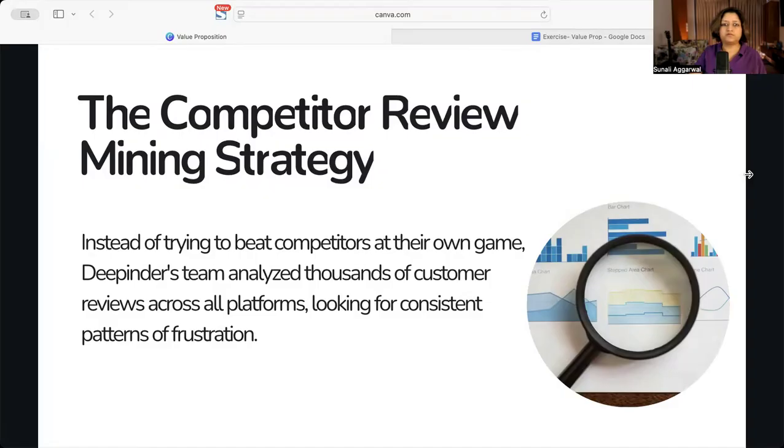So, the competitor review mining strategy. Instead of trying to beat the competitor at their own game, Deepinder's team analyzed thousands of customer reviews across all platforms, looking for consistent patterns of frustration. This is one pointer I'd given you in the last few modules also: if you want to understand customer frustration, maybe surveys are not such a great thing, but you can look at reviews. Reviews tell you the real story about a company.